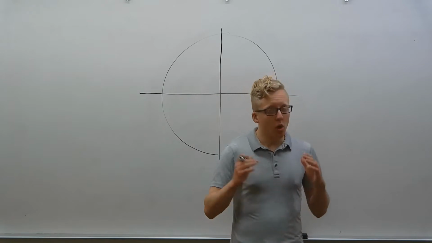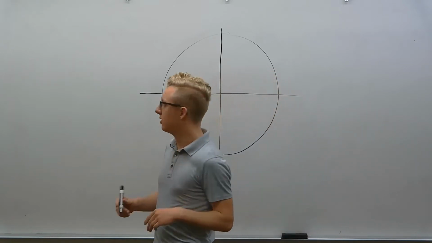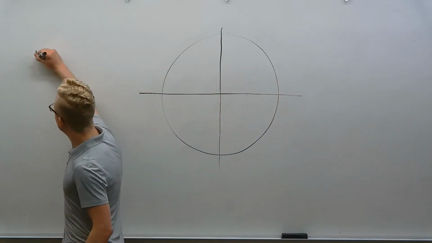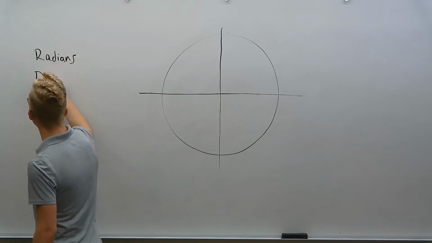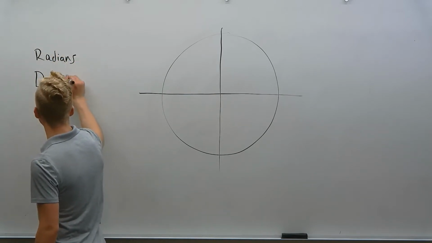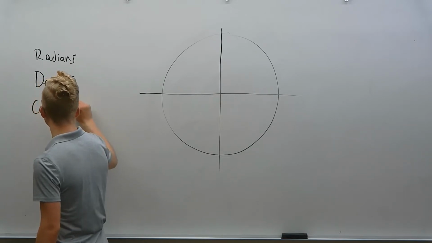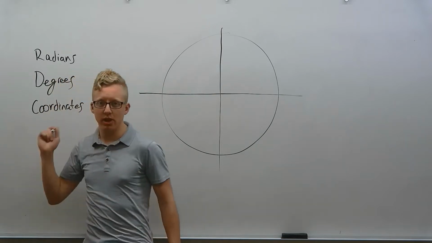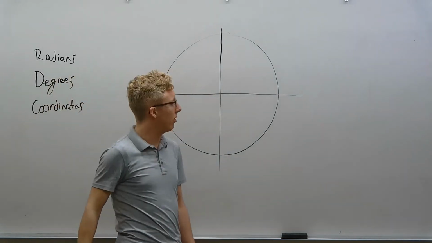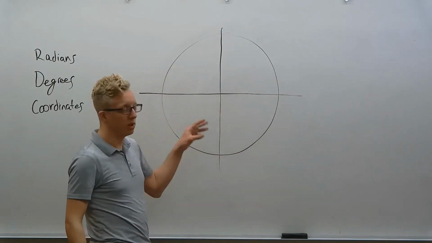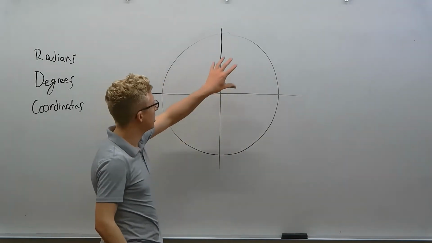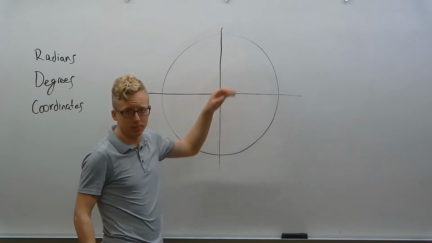So we're going to go through three things. We want to go through radians, degrees, and coordinates. And I'm going to show you guys how to get these down. So right now, instead of focusing on the whole unit circle, we're just going to focus on the first quadrant.